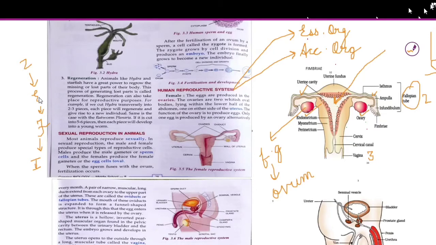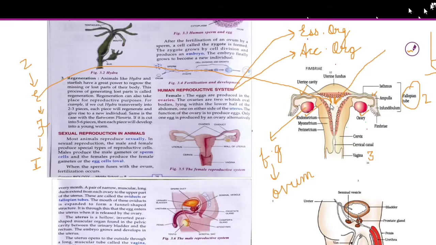The embryo fixes itself where? Here the story ends, here on the wall of the uterus, and this process of fixing of the embryo on the wall of the uterus is called implantation. So what is the function of the uterus, children? You got it right now. The function of the uterus is implantation. It is the site of implantation. I hope you have understood this very clearly.